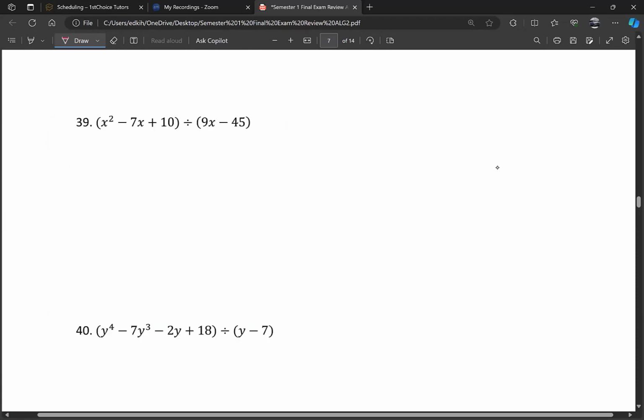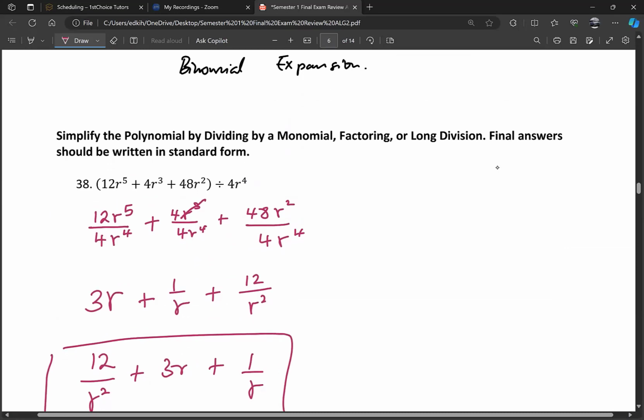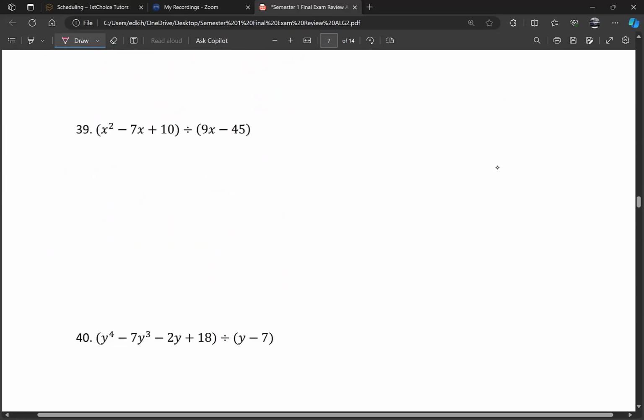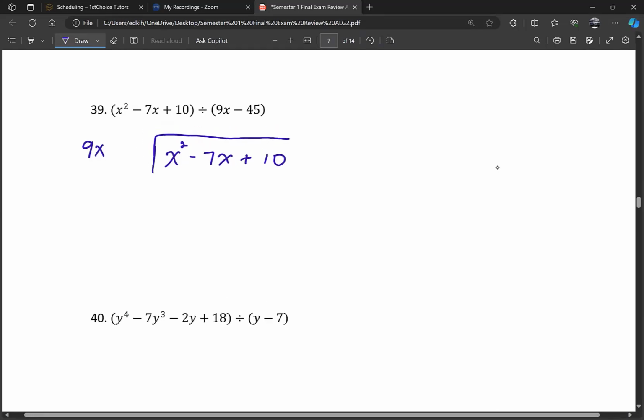Okay, y'all. Now, are we told to use any specific method? It just says use any method, huh? So what would be the best method for dividing this one? If I were you, we can use long division here. I know you guys are not fans of the long division, but we can use long division here. So I'm going to write it as x to the 2nd minus 7x plus 10. You can divide that into 9x minus 45.